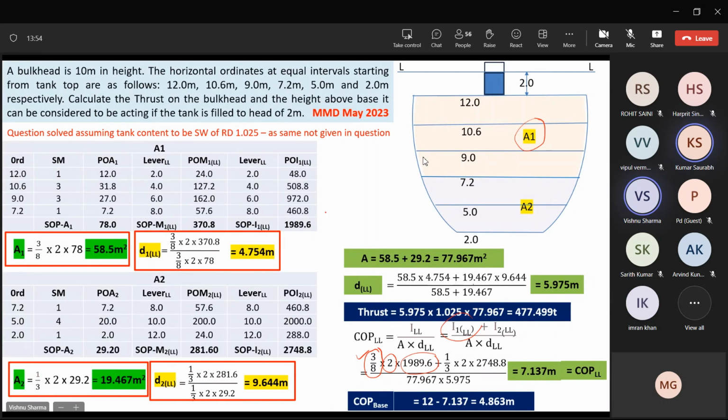What is the last step of Simpson's rule? Your final result of the Simpson's rules is equal to the coefficient, which is rule specific, multiplied by the common interval, multiplied by SOP. If it is SOP area, you will get area. If it is SOP volume, you will get volume. If it is SOP moment, you will get moment. If it is SOP inertia, you will get inertia.